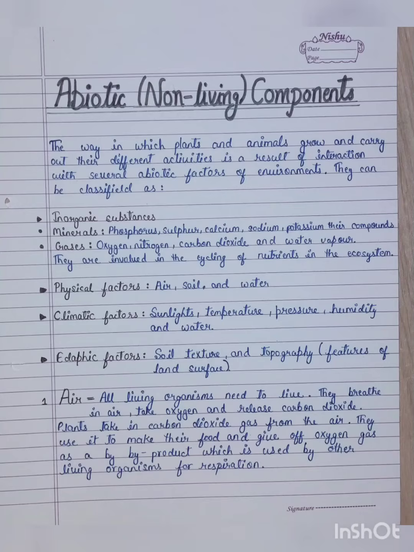Air: all living organisms need it to live. They breathe in air, take in oxygen, and release carbon dioxide. Plants take in carbon dioxide gas from the air. They use it to make their food and give off oxygen gas as a byproduct, which is used by other living organisms for respiration.